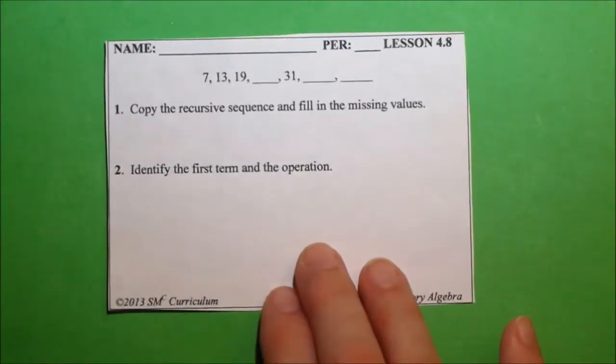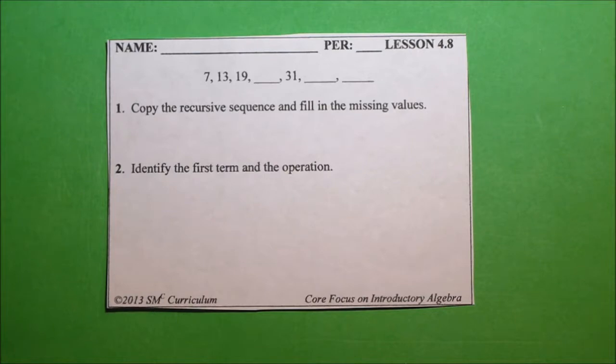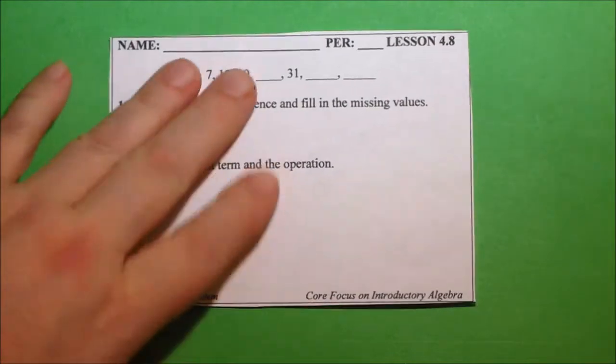That leaves us with your exit ticket. This is your exit ticket for 4.8. You can use this as extra practice. I don't show you how to do this or give you the answers. Okay, so that's lesson 4.8 out of the Introduction to Algebra book.